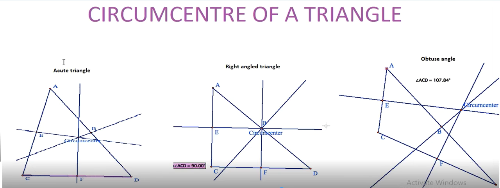So remember these three figures, and also remember that for the right angled triangle, the circumcenter is the midpoint of the hypotenuse. So in all these three cases, the perpendicular bisector does not pass through the vertices of the triangle. So perpendicular bisector means the straight line that divides the side into two equal parts, and the angle here will be 90 degrees. So this is the perpendicular bisector of the side CD.